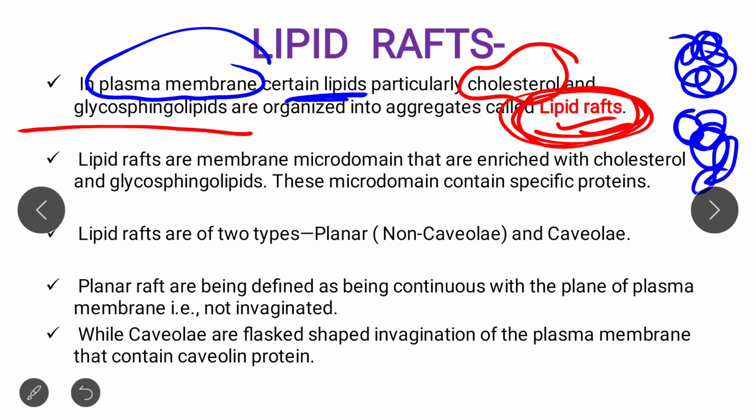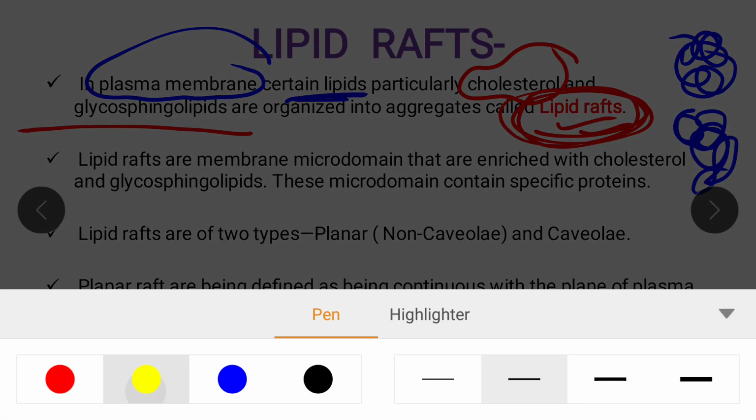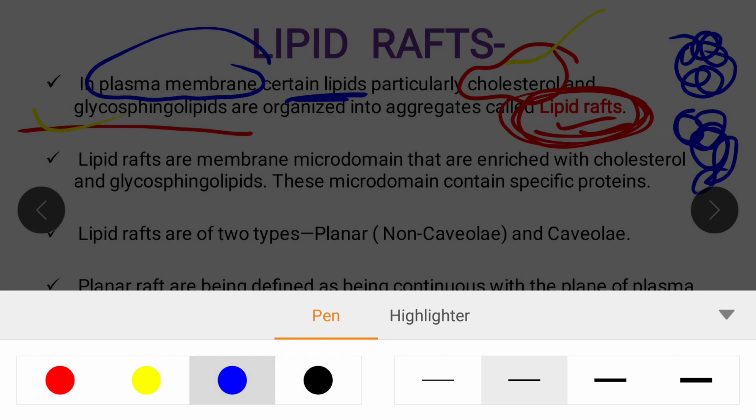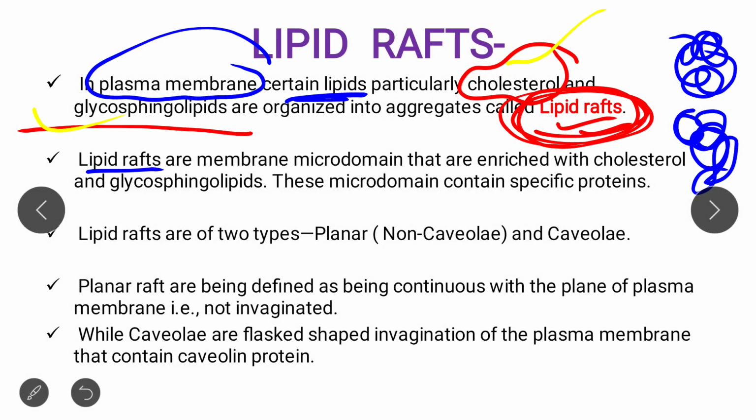Basically there are certain lipids which are not randomly mixed. They aggregate, and these lipids are cholesterol and glycosphingolipids. So these are known as lipid rafts. This point is very important. Lipid rafts are membrane microdomains which are enriched with cholesterol and glycosphingolipids.